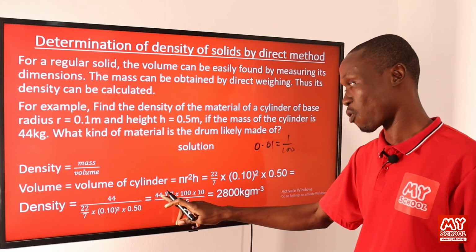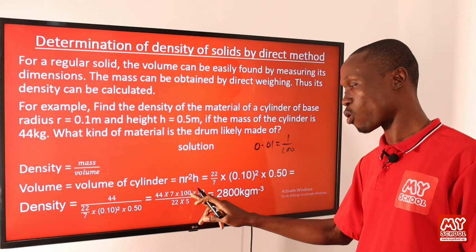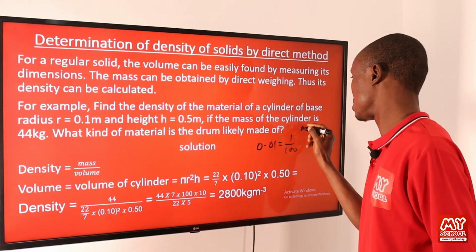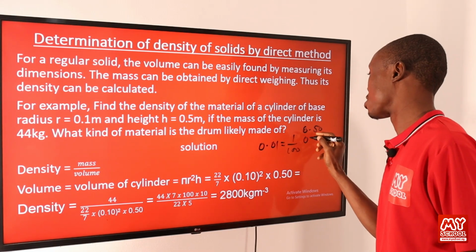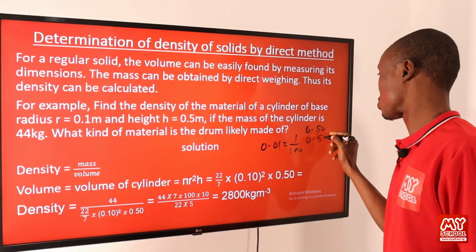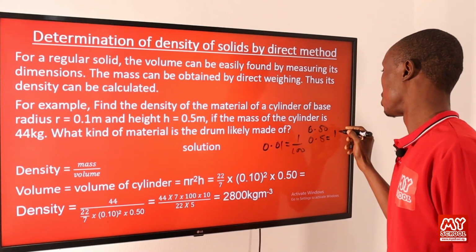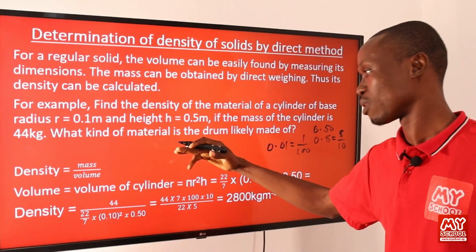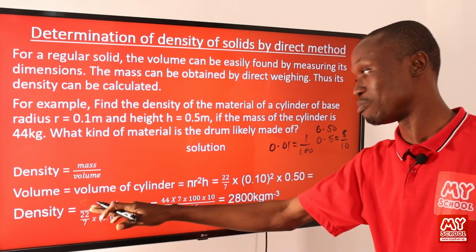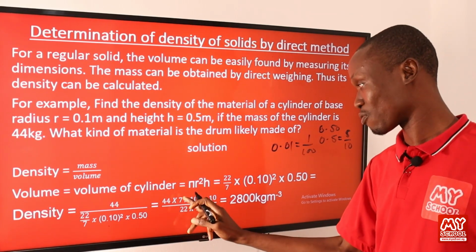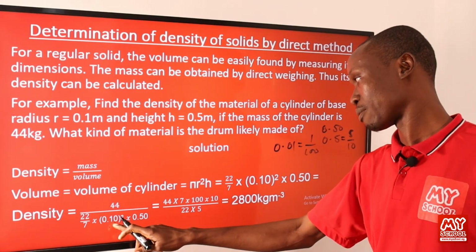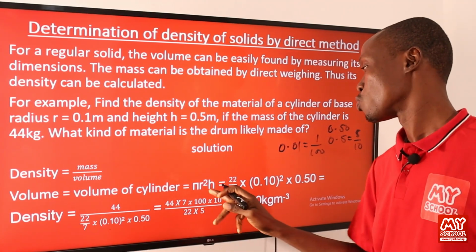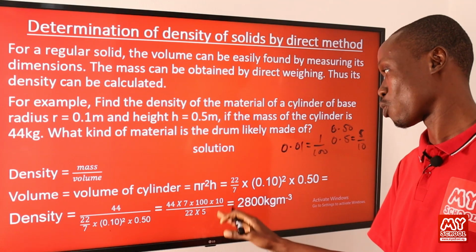So that we'll be having 44 times 7 times 100 times 10. Because here, 0.50 is the same thing as 0.5, and 0.5 is also equal to 5 over 10. So the 10 too was moved to join the numerator of the main fraction. So we'll be having 44 times 7 times 100 from the 1 here, times 10 from the 0.5, so that we have 22 times 5 left as the denominator of the fraction.